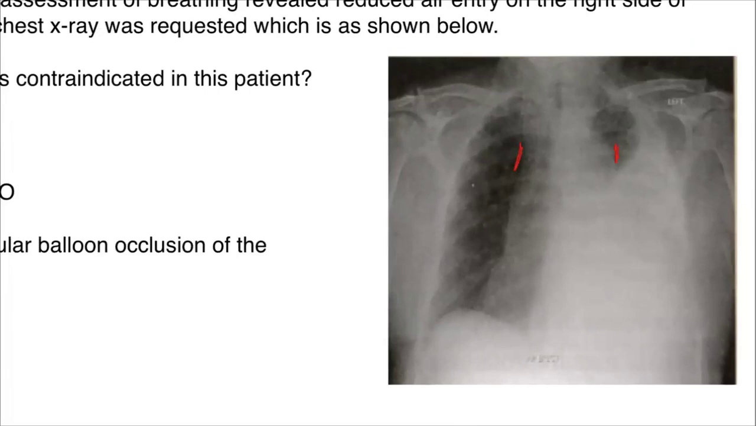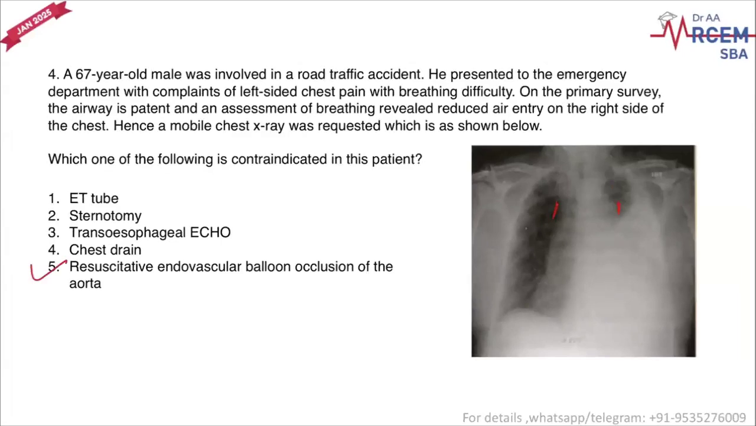Okay, for that reason, REBOA, that is resuscitative endovascular balloon occlusion of the aorta, is contraindicated in this circumstance. And whenever you're seeing a pleural effusion in a trauma patient, you need to always consider this as a hemothorax. The fluid that you're seeing here is blood. Let us see the rest of the options.